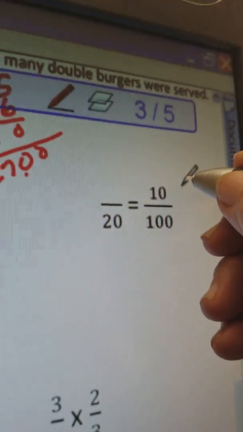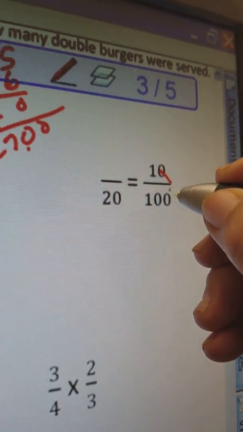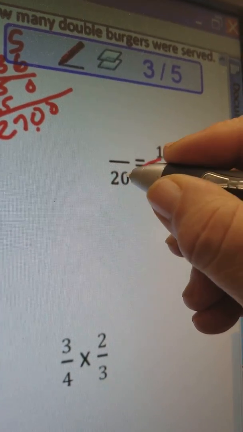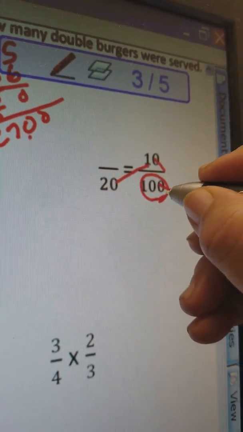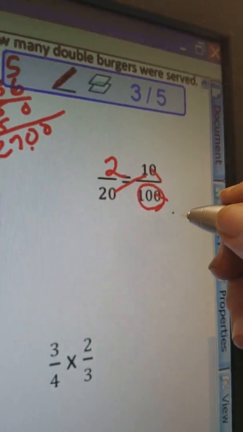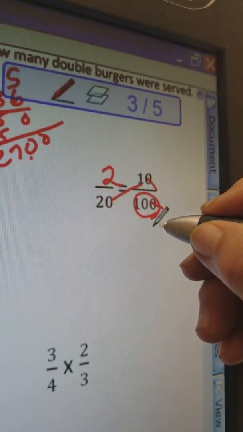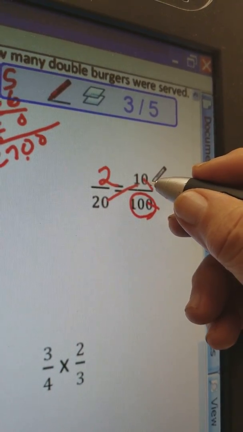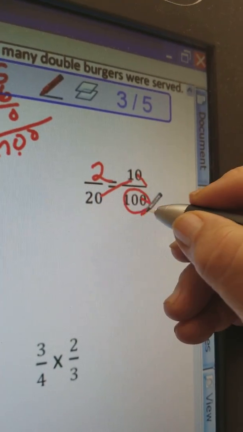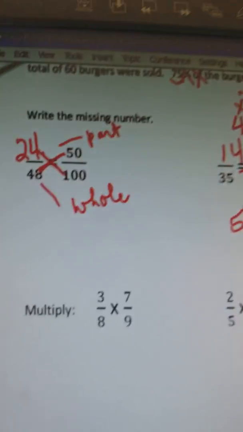In this case, you might see something like this. Hey, drop a 0, drop a 0. 20 divided by 10 is 2. Or multiply 200, divide by 100, 2.